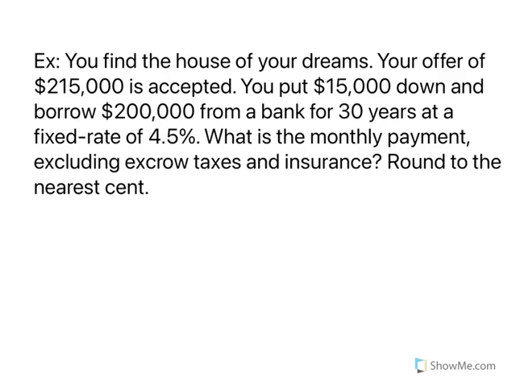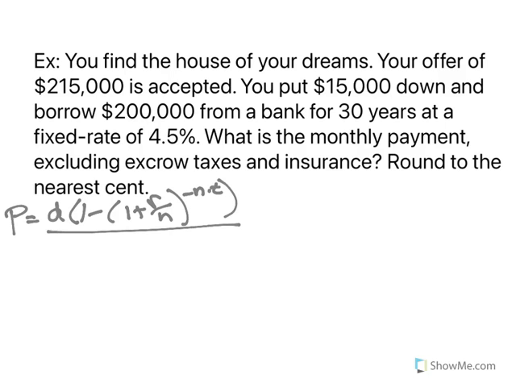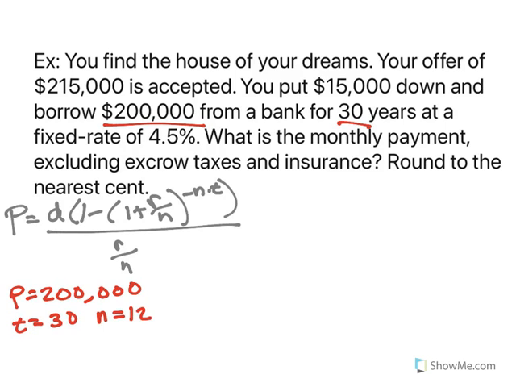Okay, now, remember, we are playing with the formula. P equals D times the quantity 1 minus 1 plus R over N, raised to the negative N times T power, all over R over N. Now, what do I know? Well, I'm borrowing $200,000, so P is $200,000. It's 30 years, so T is 30. I know N is 12 because I make monthly payments, and my rate is 4.5%. As a decimal, 0.045.